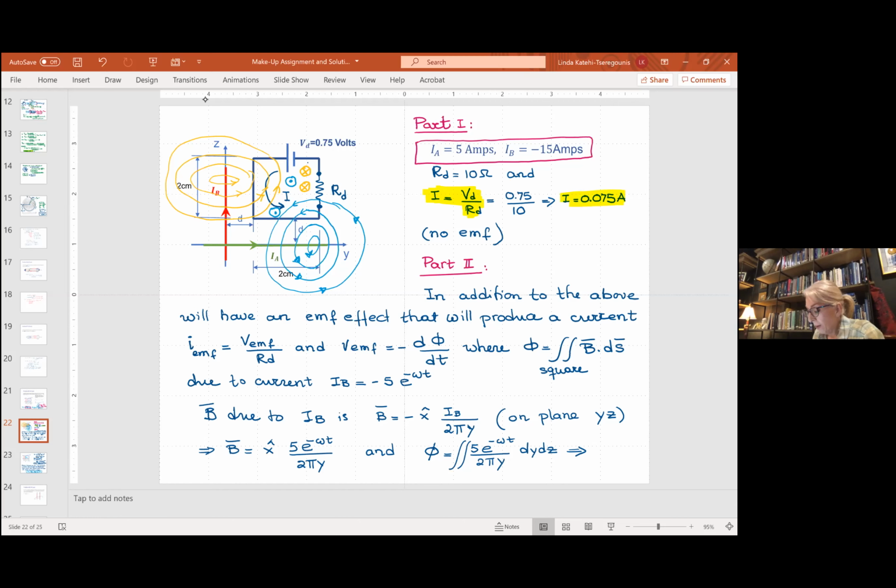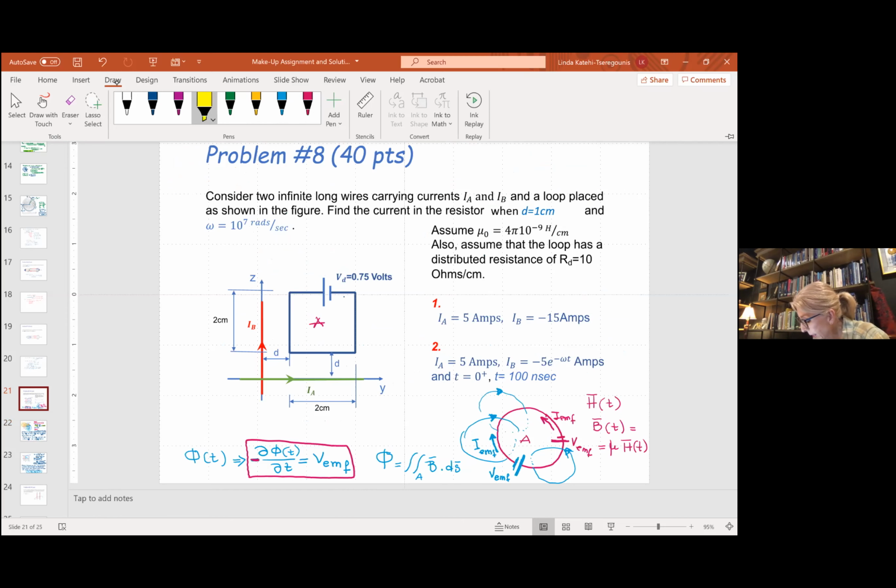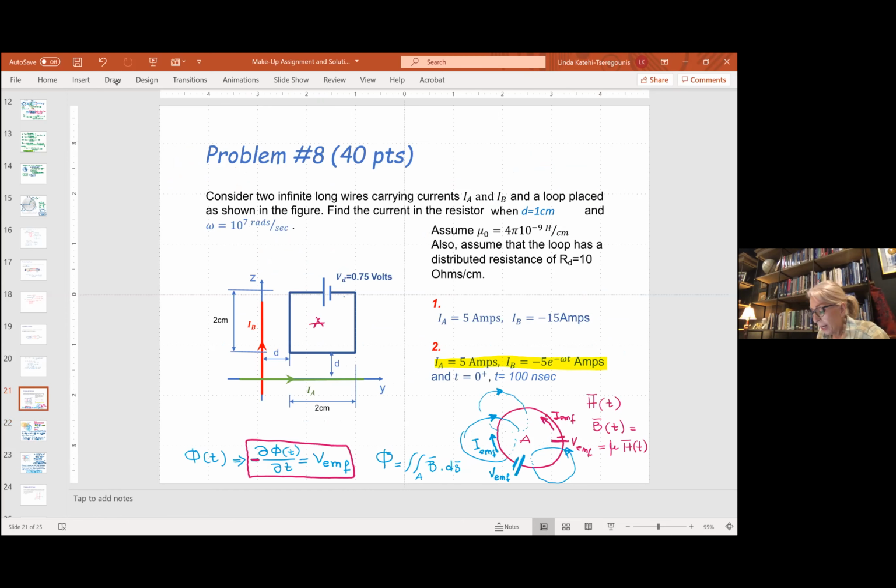we are given in the second case, part 2 of the problem. And let's remember part 2. Part 2 says, is here. And part 2 says that the current IA, the green current wire, is steady. It remains the same as before. But the red current changes versus time as minus 5 e to the minus omega t. And t is time, and omega is given up here.